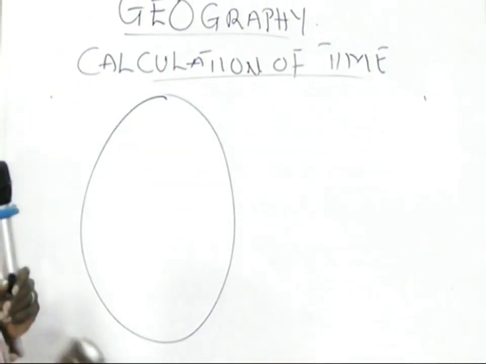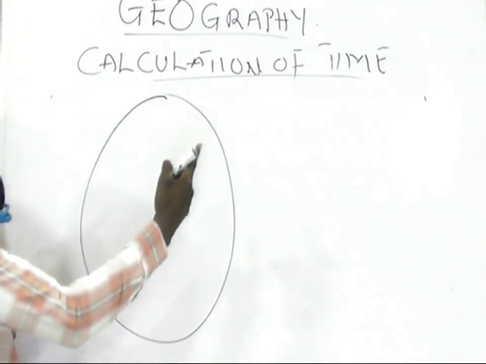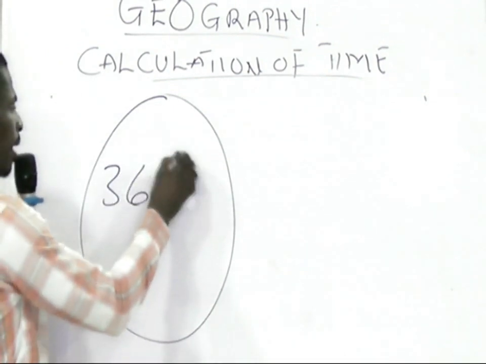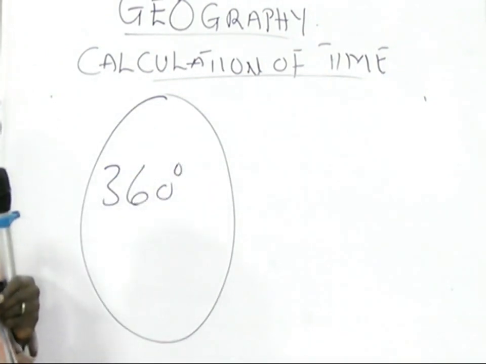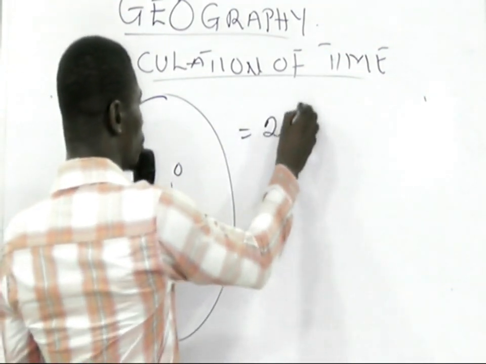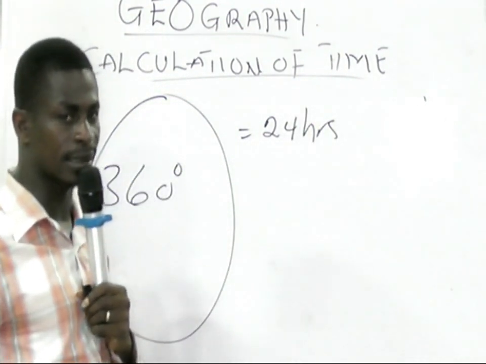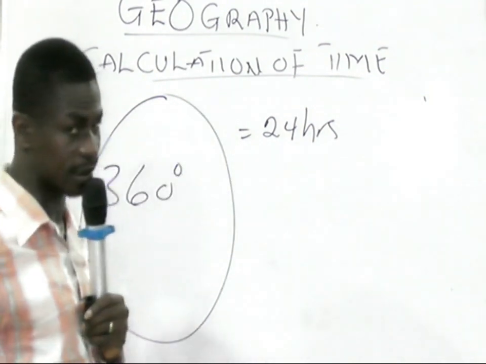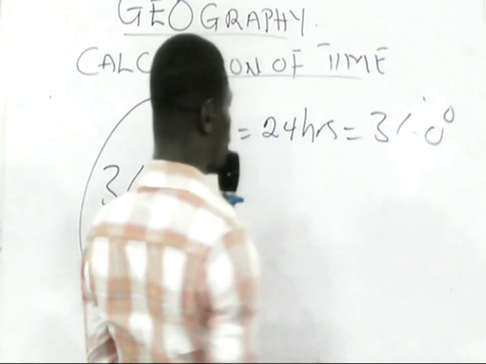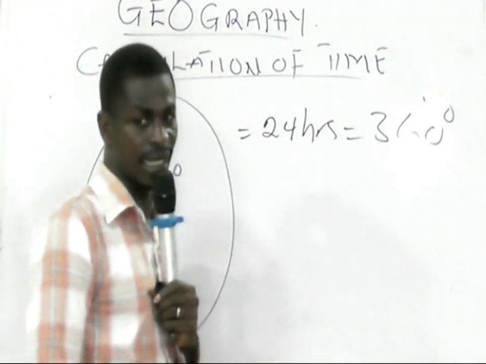If the earth rotates one full journey, the full rotation of the earth is going to be 360 degrees. And this 360 degrees for rotation will be equal to 24 hours. So 24 hours gives us one full rotation, and so 24 hours is going to give us 360 degrees.